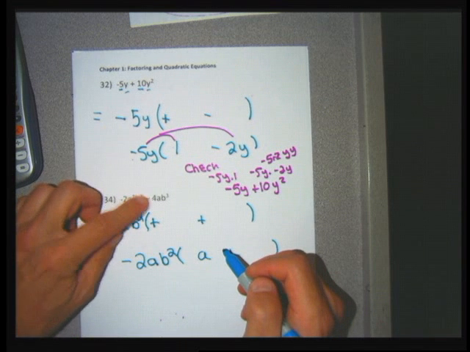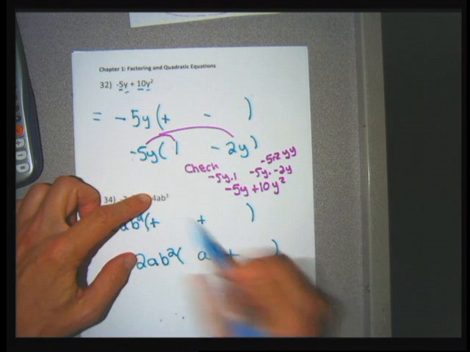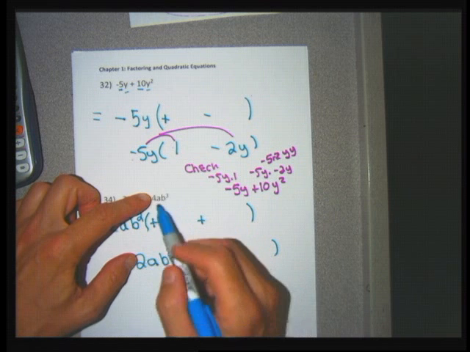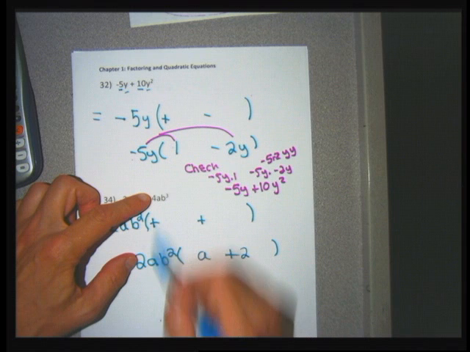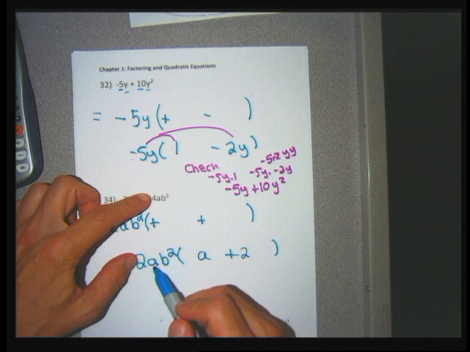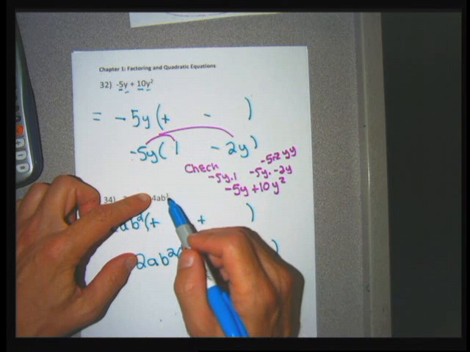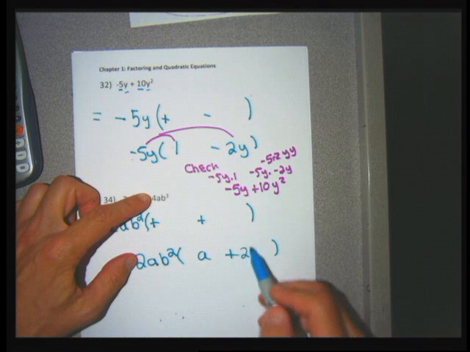Moving on to the second piece. The second piece had a 4. I factored out a 2, so I go 4 divided by 2 is 2. The second piece had 1a. I factored out 1a, so I don't need to write an a. The second piece had 3 b's. I took out 2 b's. I'm left with 1 b.